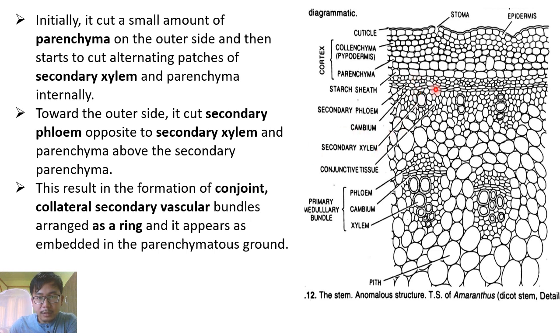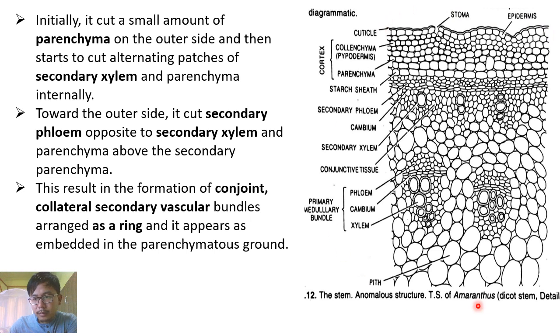Conjoint means xylem, cambium and phloem are present in one bundle. Collateral, and arranged in a ring. They will appear in a ring-like structure. This will form a ring.